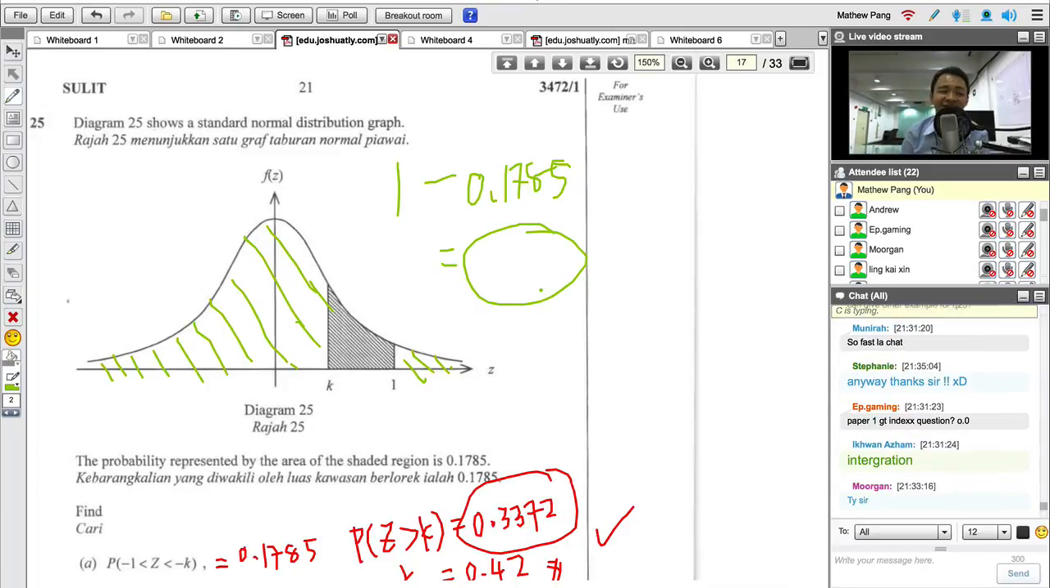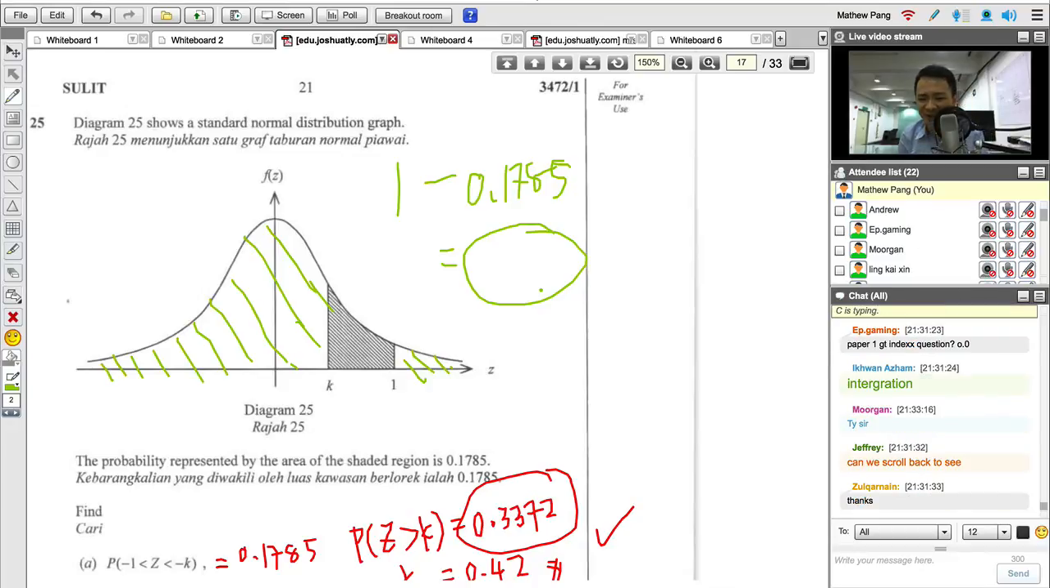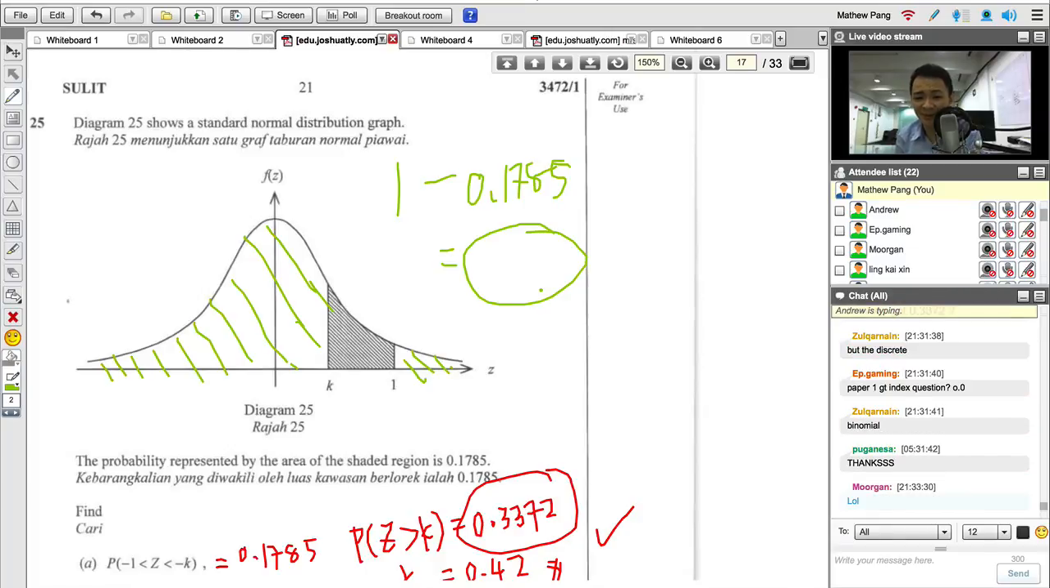Can we scroll back to see? Yeah, just too many messages. What do you want to see? No, paper 1 does not have an index number. So how long does it take to upload your video to YouTube? I think it needs 4 to 5 hours.